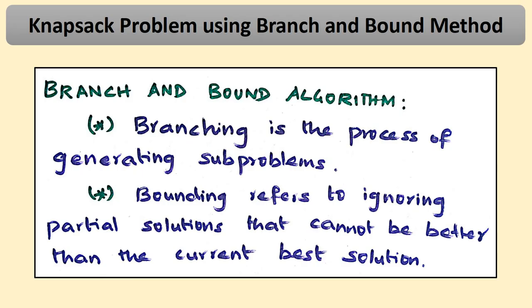Okay, then what is the meaning of bound? Bounding refers to ignoring the solutions which are not good. That means we will be selecting only the optimal solution, right? So if there is some solution which is not perfect or not apt, we can omit that. So branching means first the main problem is divided into sub problems, and bounding is ignoring the solutions which are not apt for this problem. That means partial. Okay?